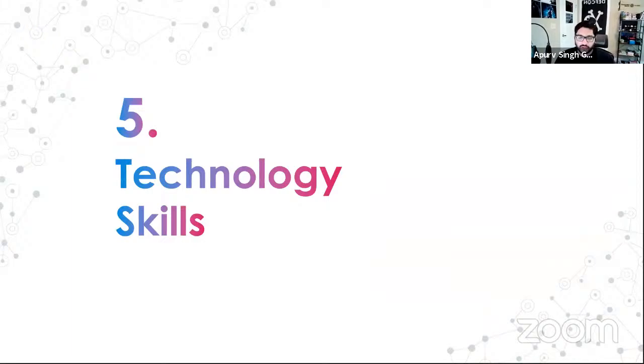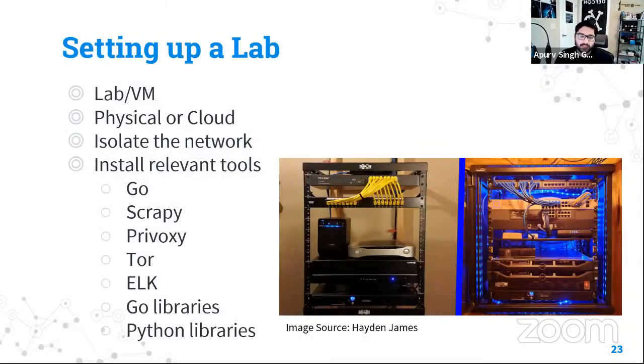Now coming to the technology skills. So tech skills again, starting with, if you are doing dark web research, you have to have a separate machine. You can't do this on your own machine for safety and security reasons. So starting with whether you have a separate lab, or whether you are just doing it in a VM, it can be either physical or cloud. The main thing to note is it should be isolated. The network should be isolated.